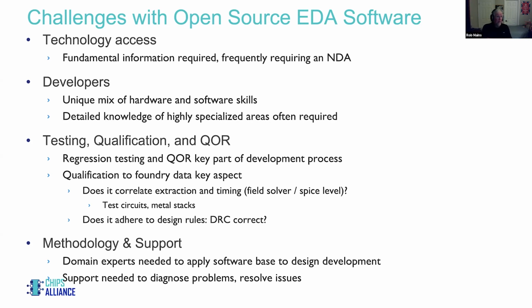I will say that the developers in EDA, it's a unique mix of hardware and software skills. It typically does require some type of detailed knowledge in a highly specialized area, such as routing, as an example, static timing is another. Another key aspect is testing, qualification, and quality results, right? Regression testing and QR are key parts of the development process. And the qualification to foundry data is a key aspect, right? So in other words, when you do a static timing analysis of your design, you have a given path through the design. How well does it correlate to the actual underlying hardware, right? So that's another key aspect of it as well.